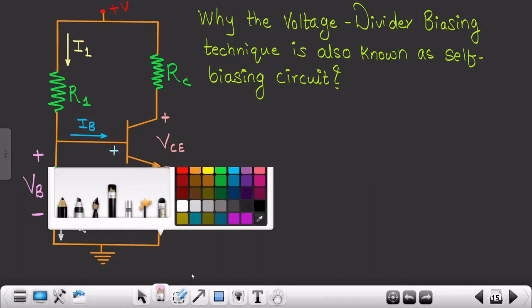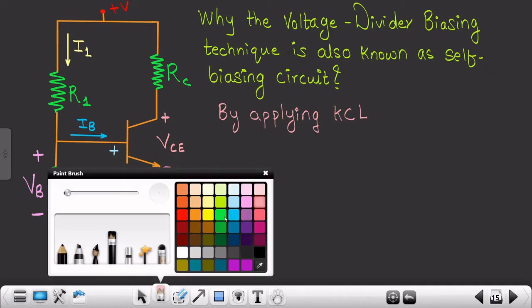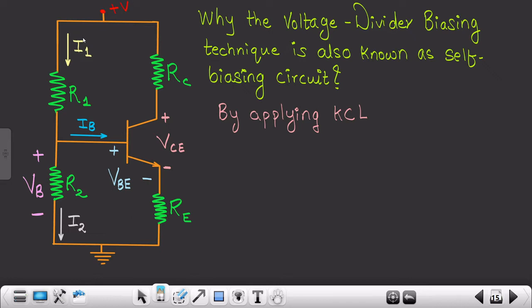Now, by applying KCL, or Kirchhoff's current law, what we will get is this. I1 is the incoming current, whereas IB and I2 are the outgoing currents. So we are supposed to write this equation in this way: I1 is equivalent to IB plus I2.